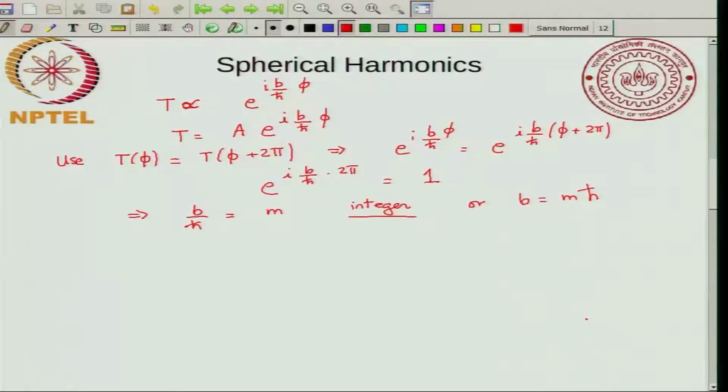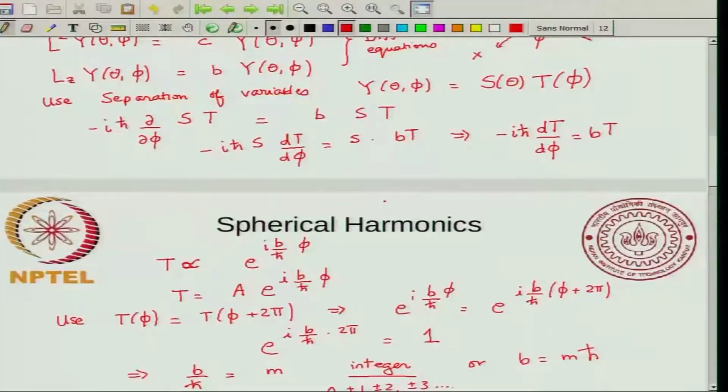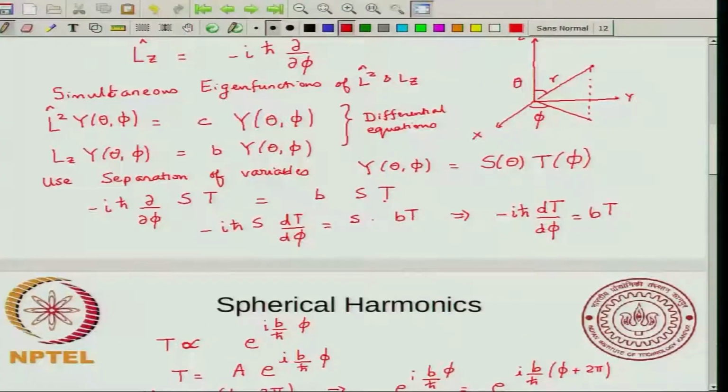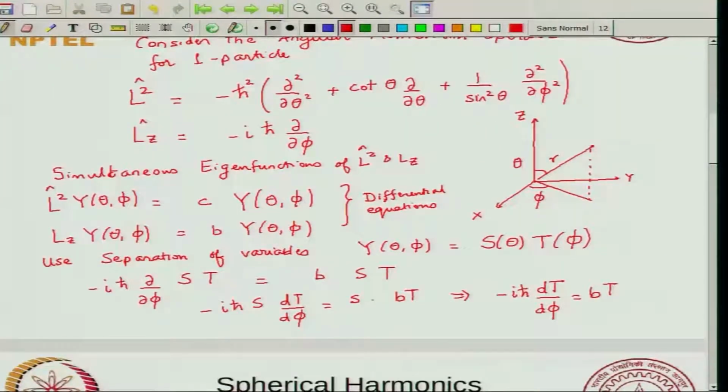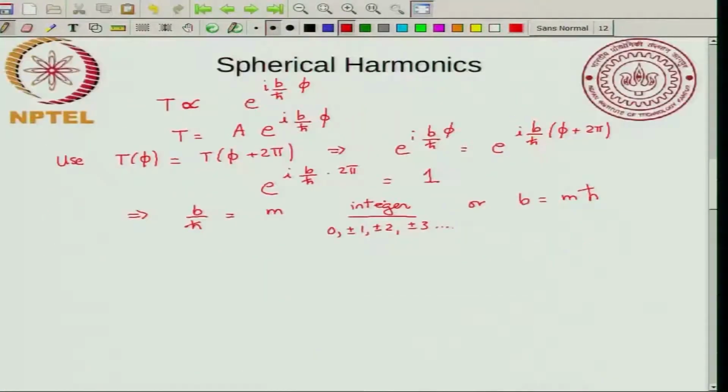So m is an integer, which means it can be 0, plus minus 1, plus minus 2, plus minus 3, and so on. Okay, so this is the T part. Now if you take this T and substitute it in the L square expression, then what you will get is, so that is what we are going to do.